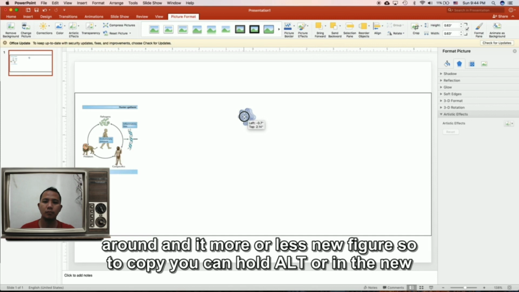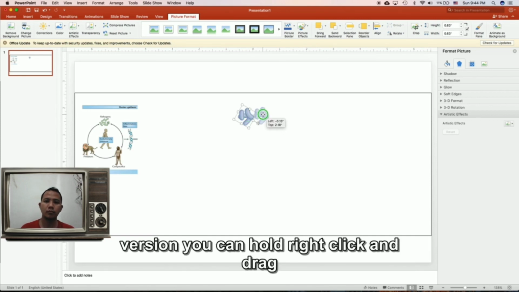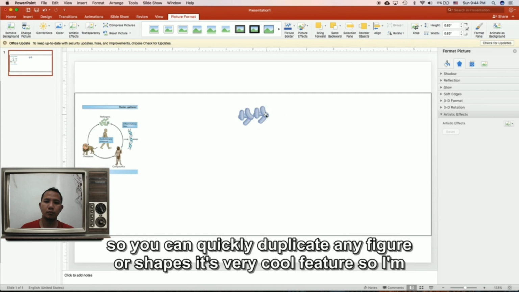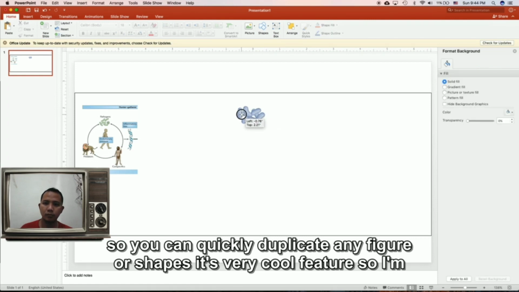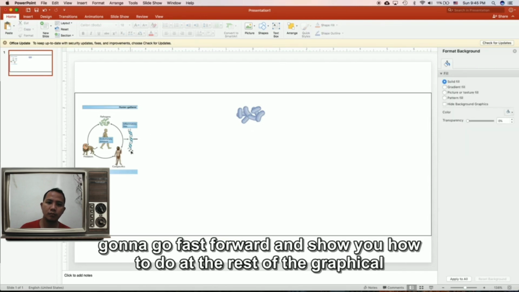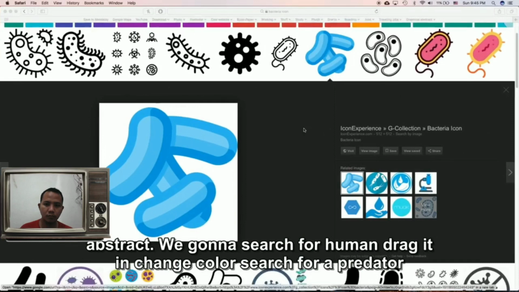So to copy, you can hold Alt, or in the new version, you can hold right click and drag it, so you can quickly duplicate any figure or shapes. Very cool feature. So I'm going to fast forward and show you how to do the rest of the graphical abstract.